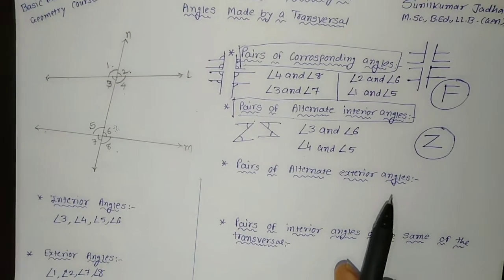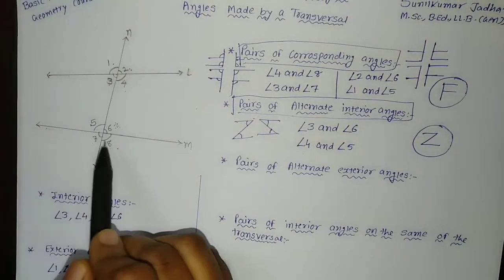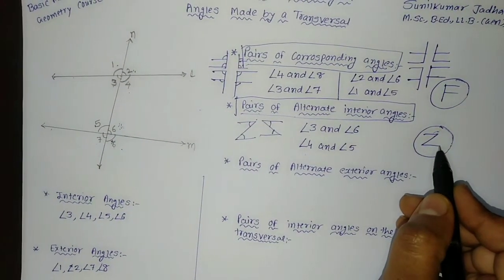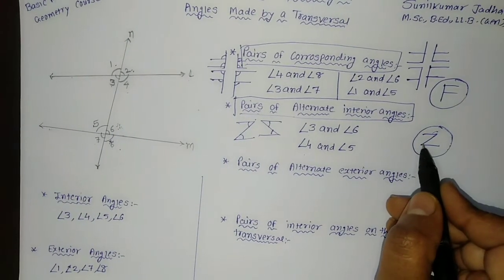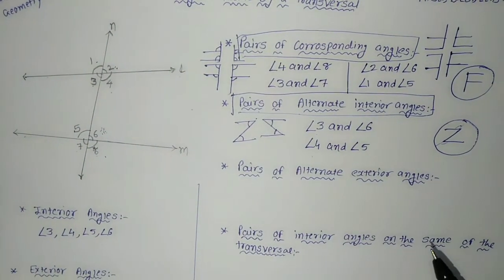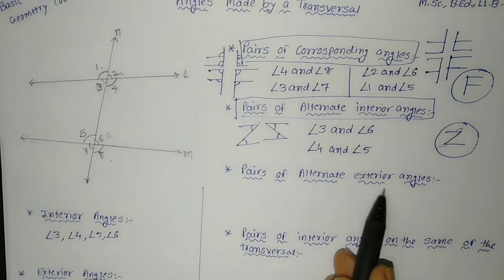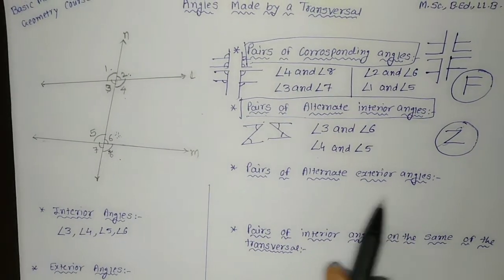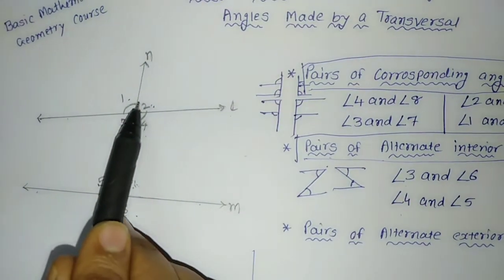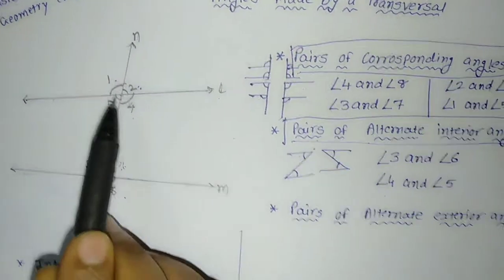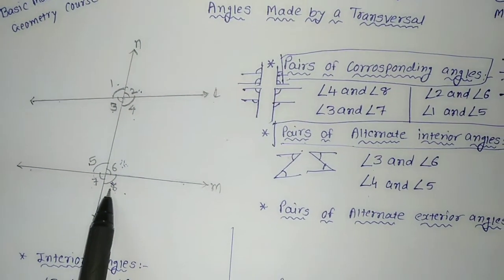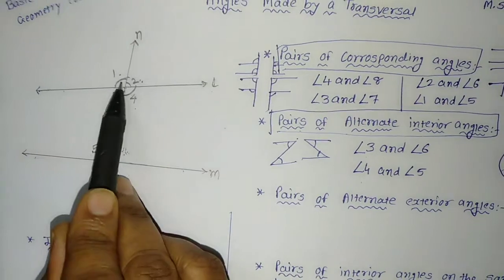Pairs of alternate exterior angles are 1 and 8. You can see in this figure 1 and 8. It is also outside this Z. Wherever the Z is there, you need to see here and here, it would be Z, but it is not that useful. But still you have to remember the alternate exterior angles. You can see in this figure this Z is forming, so exterior is outside this Z. This angle is at the top and this is at the bottom. So pairs of alternate exterior angles are 1 and 8.